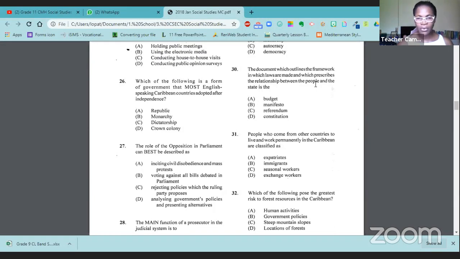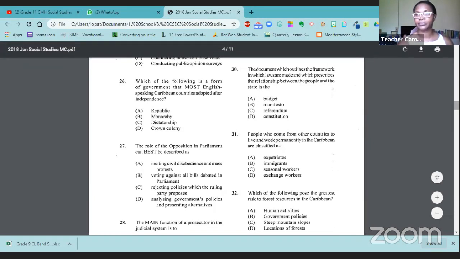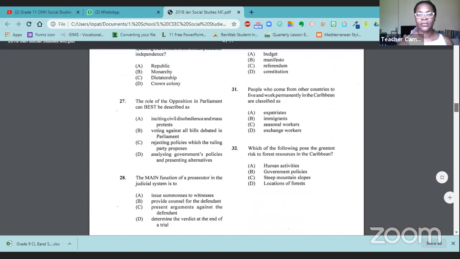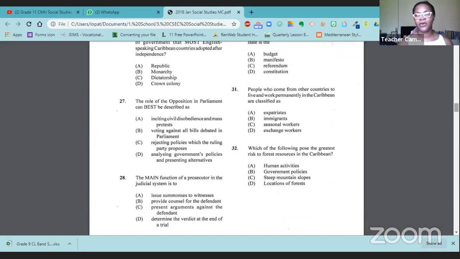32, which of the following pose the greatest risk to forest resources in the Caribbean? And we would say human activity. Wherever you go, it's really between us and nature, and it's what we do that affects nature the greatest, right? Because even if government policies are made, they are made by humans nonetheless. All right, so moving on.